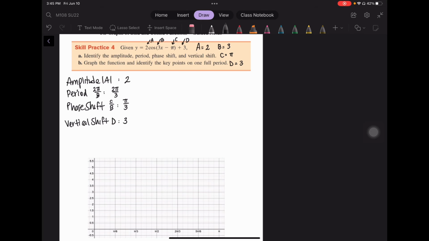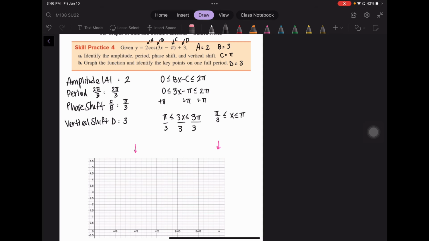Let's find the location of the full cycle by taking the bx minus c between 0 and 2 pi. Adding pi, we have pi is less than or equal to 3x is less than or equal to 3 pi. Dividing through by 3, we get pi over 3 is less than or equal to x is less than or equal to pi. We are going to get a cycle then from pi over 3 to pi.